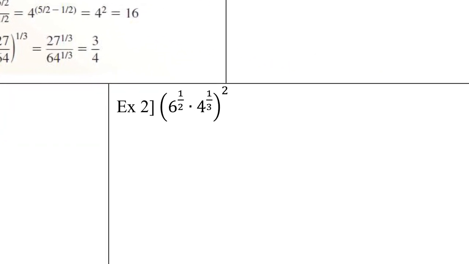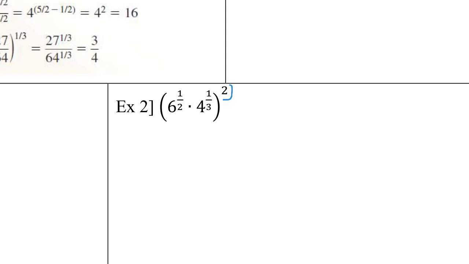So example 2, 6 to the 1/2 times 4 to the 1/3 all squared. So I can't do anything inside here because 6 and 4 are not the same base. So I can't add these like I did a minute ago with my 7s. But I do have a rule that since I have powers raised to another power, I'm going to use this and multiply to my existing ones. So it's 6 to the 1/2 times the 2 on the outside, multiplied by 4 to the 1/3 times the 2 on the outside. Then let's simplify our exponents.